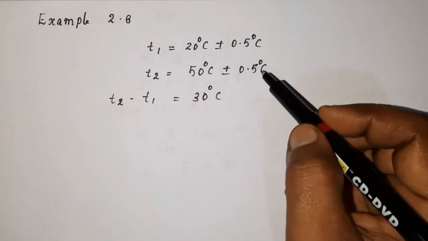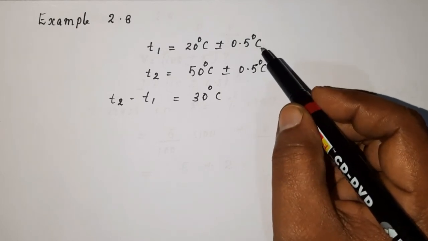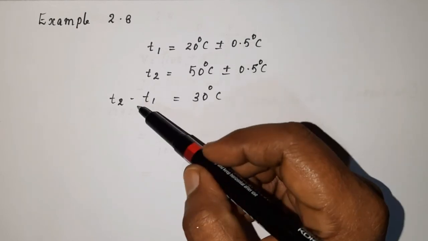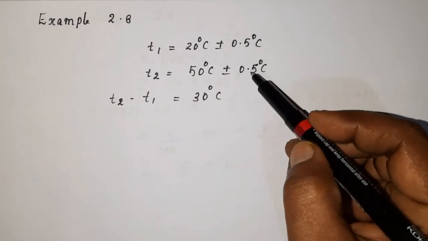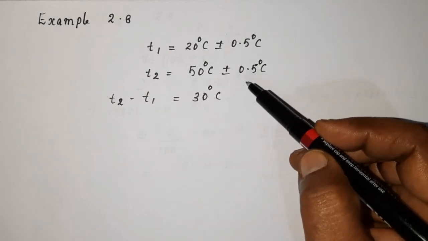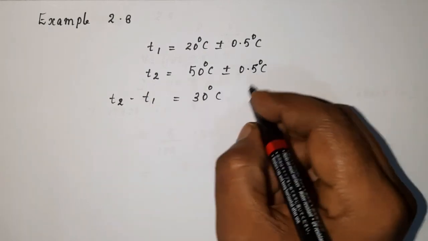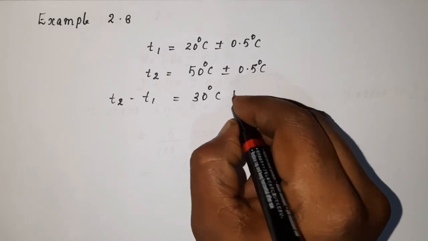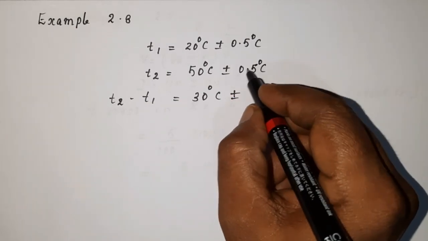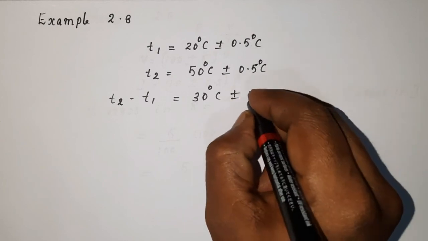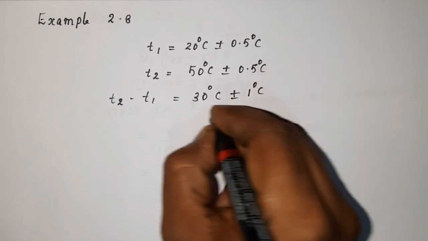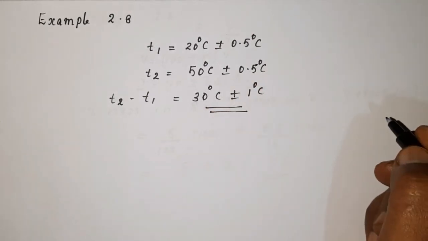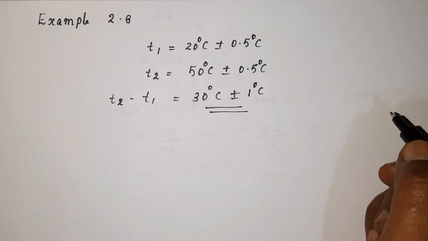But what to do with errors? Is it 0.5 minus 0.5? No. See, here you are finding the difference, but what to do with absolute errors? You have to add them. So, when finding the difference, you are adding the two errors, that is 0.5 plus 0.5, that is 1. So, the result becomes 30 degrees Celsius plus or minus 1 degree Celsius.